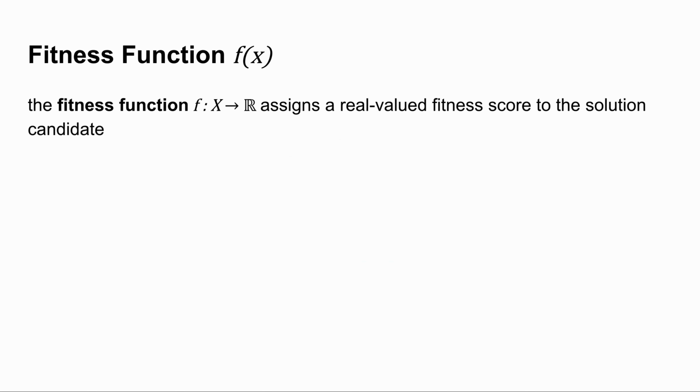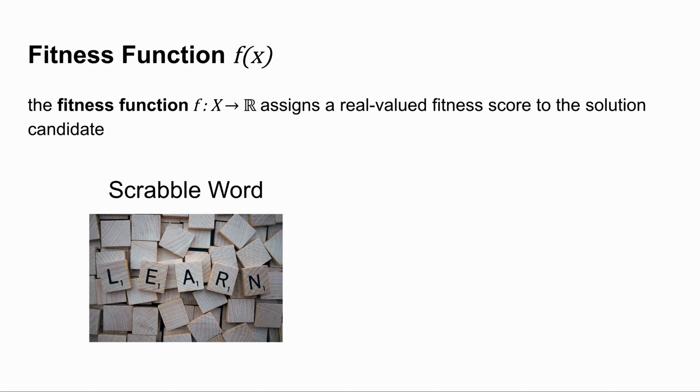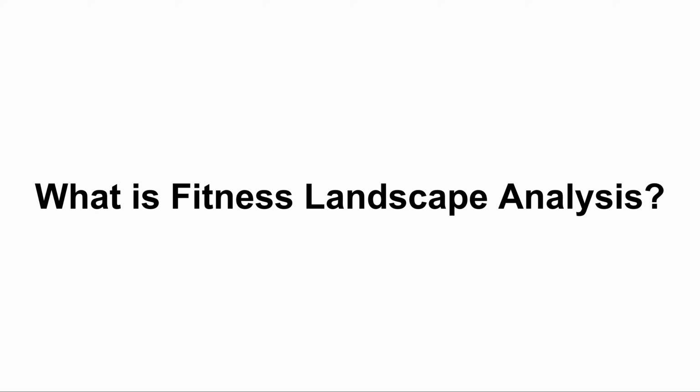The fitness function assigns a real value fitness score to the solution candidate. So in our Scrabble example, the fitness function of a Scrabble word would be the Scrabble score. We could say that it is 0 for invalid Scrabble words, and the sum of the letter scores for valid Scrabble words. Now that we've defined a fitness landscape, the next question is, what is a fitness landscape analysis?